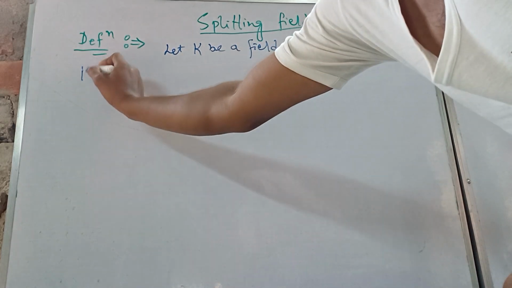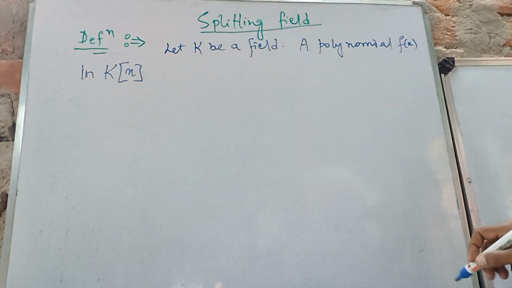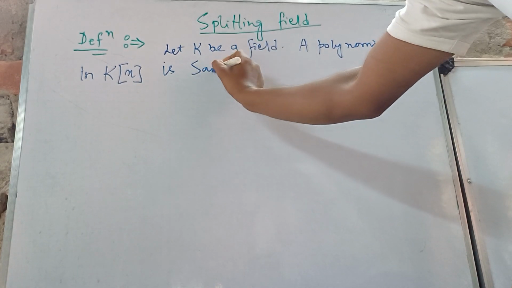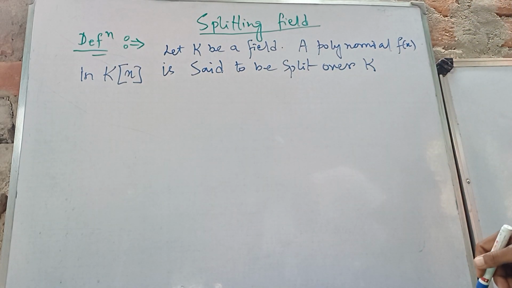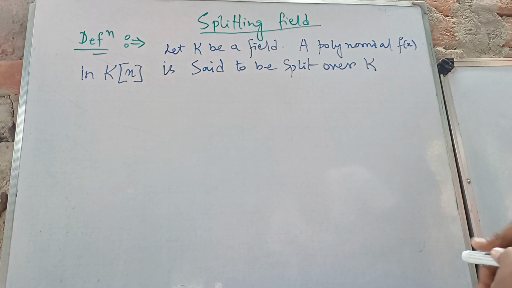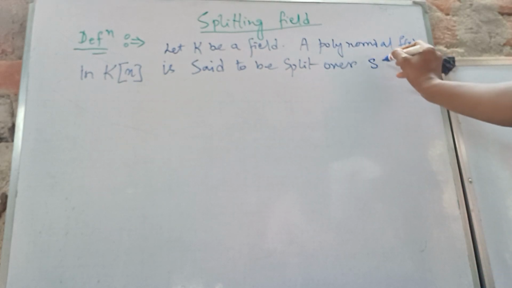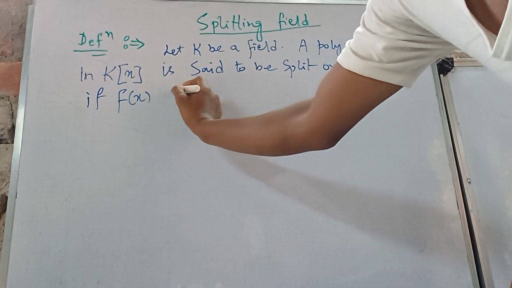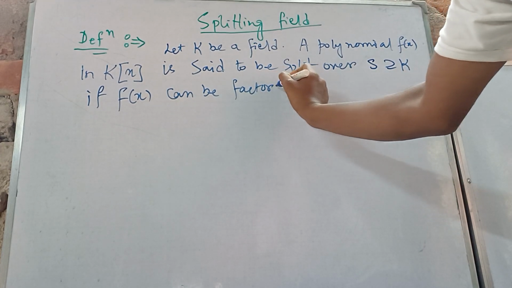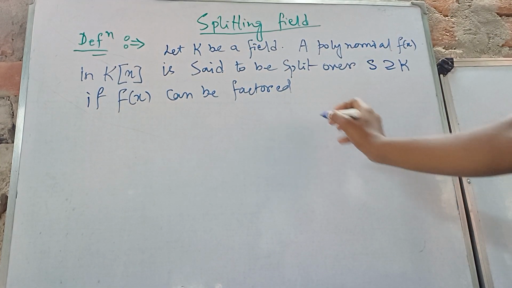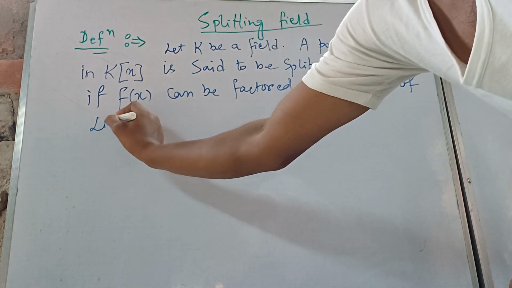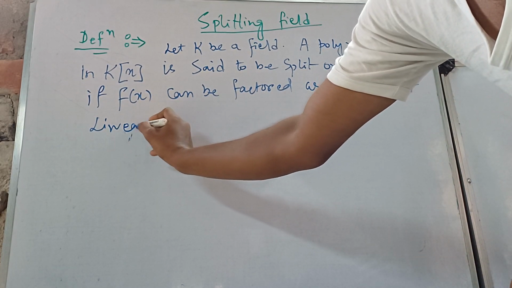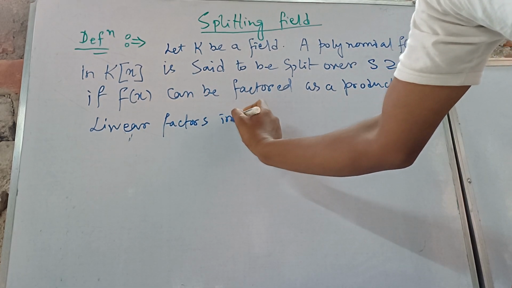in K[x] is said to be split over K, sorry, over a field S, a superset of K, if f(x) can be factored as a product of linear factors in S[x].